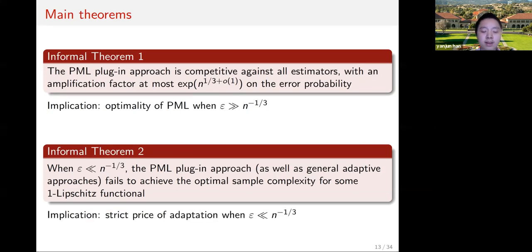So this implies that there will be a strict price of adaptation when epsilon is much smaller than n to the minus 1/3. And also note that the price of adaptation will not occur when epsilon is greater than n to the minus 1/3, because in that scenario, PML is fully optimal. But when epsilon is indeed very small, then there will be a strict price we need to pay for adaptation using any general adaptive approaches.